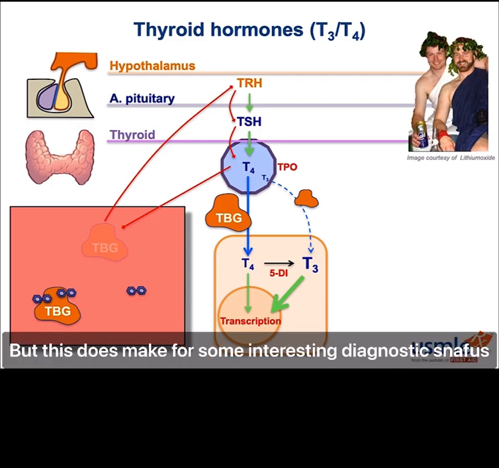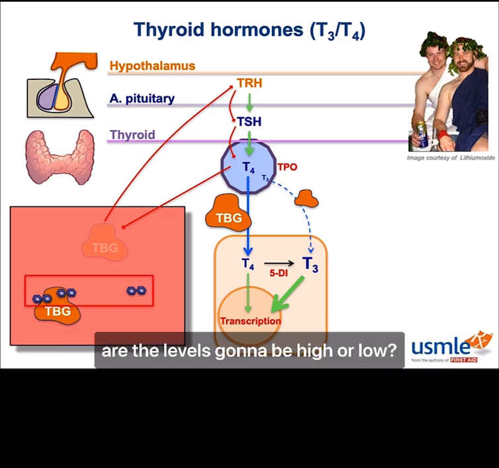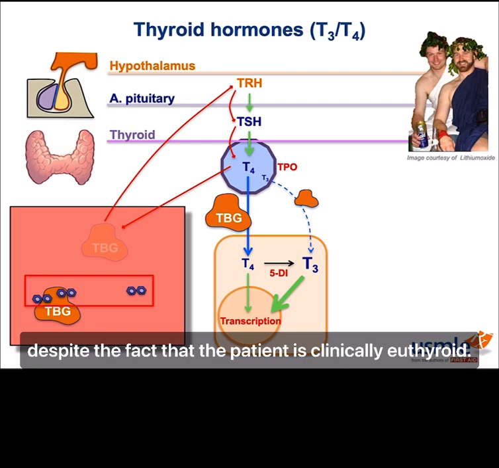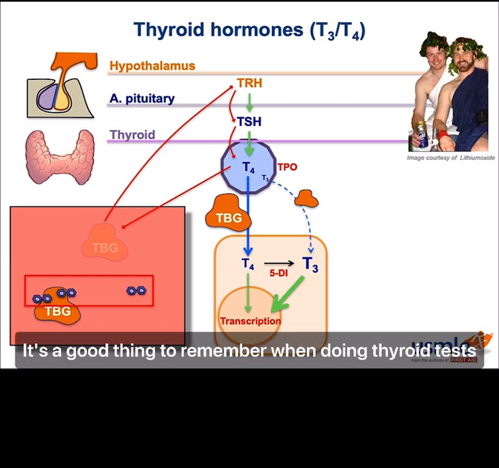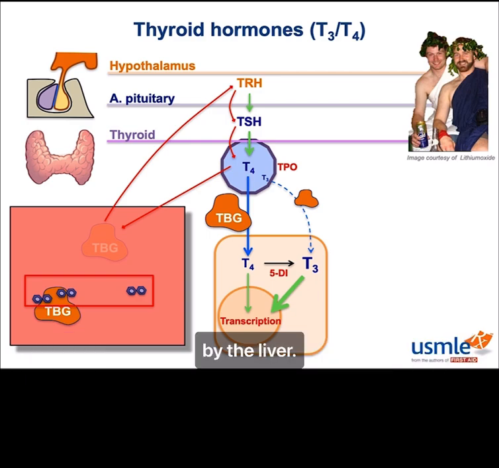But this does make for some interesting diagnostic snafus, because if you measure the total amount of T3 or T4 in the bloodstream, are the levels going to be high or low? The measured total T3 and T4 will be artificially low, despite the fact that the patient is clinically euthyroid. It's a good thing to remember when doing thyroid tests on individuals what medical comorbidities are known to change the amount of blood proteins synthesized by the liver.